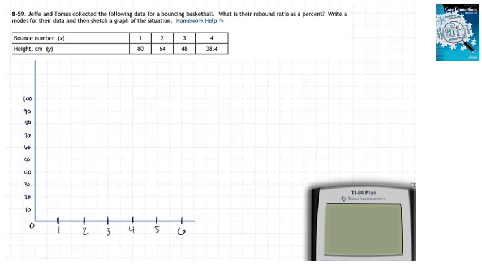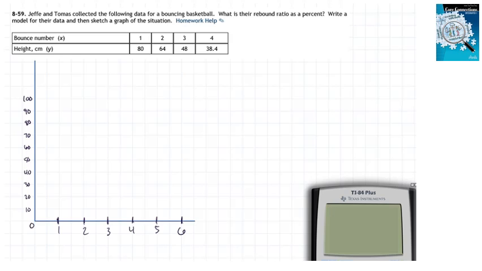Jeff and Tomas collected the following data for a bouncing basketball. What is the rebound ratio as a percent? That's the first thing we needed to look at here. So if I look at it, rebound ratio is essentially the percent of the height that a ball recovers after it's been dropped from a certain height.